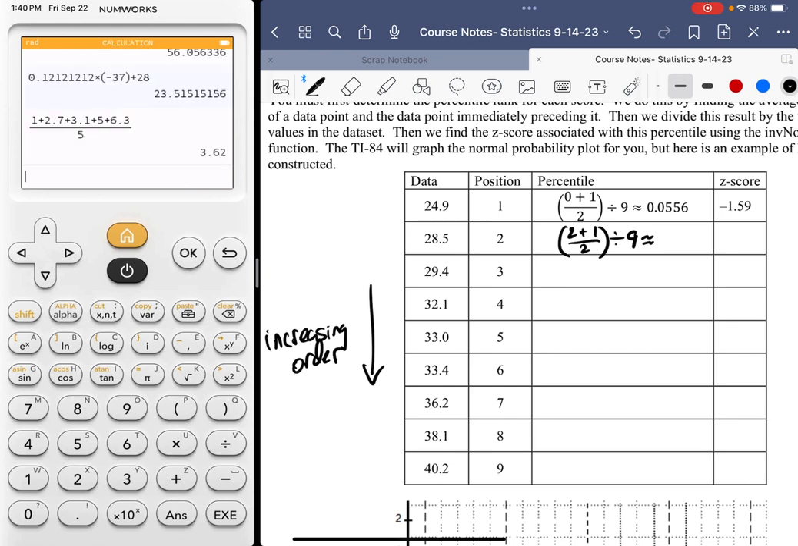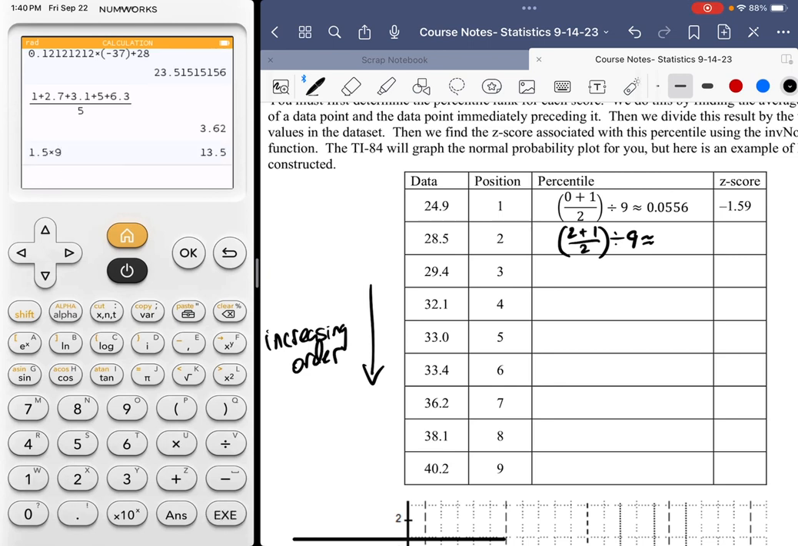I'm just going to do the number crunching real quick. So we've got 3 over 2 times 9, so 1.5 divided by 9. 0.167. And what we need to do is get the z-score that corresponds with that percentile rank.